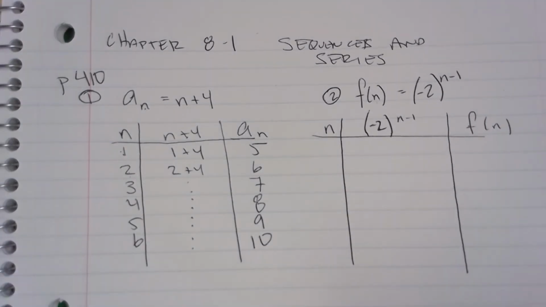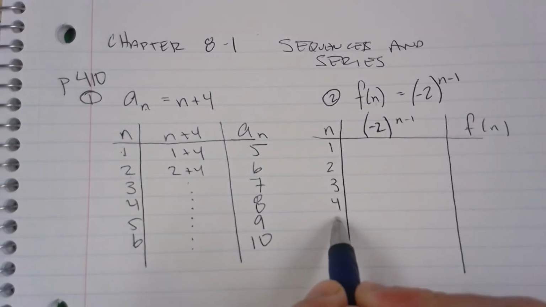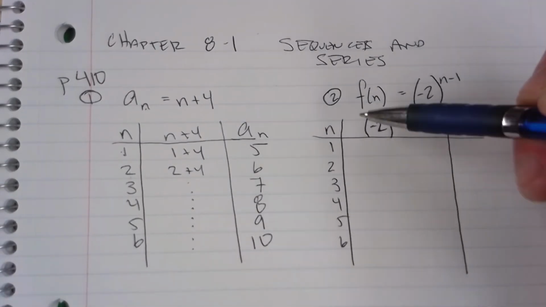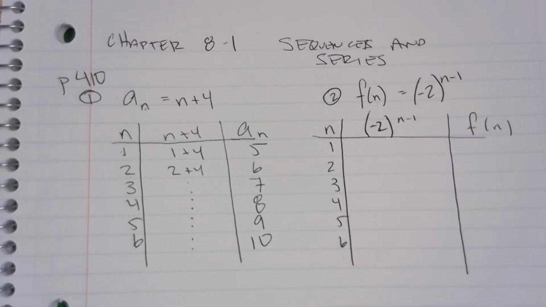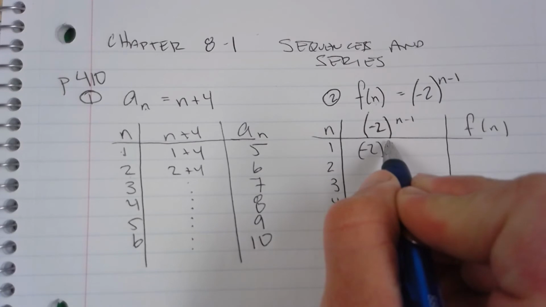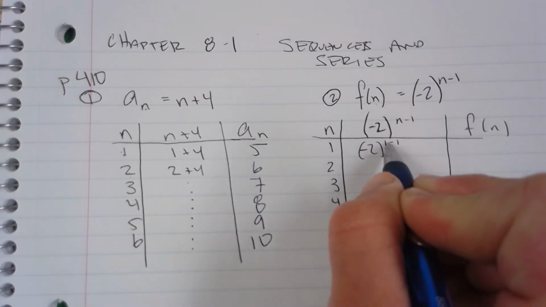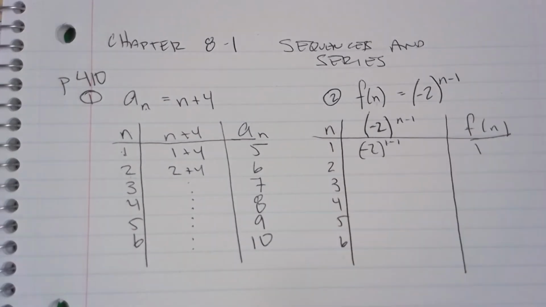We want the first 6 terms, which means we want the first term, the second term, the third term, the fourth term, the fifth term, and the sixth term. Again, there's a reason why I'm saying this out loud. N is the number of terms you're on. All right, so let's do some math. We have negative 2, and we're going to raise it to the 1 minus 1 power. Well, 1 minus 1 is 0. Anything to the 0 power is 1.